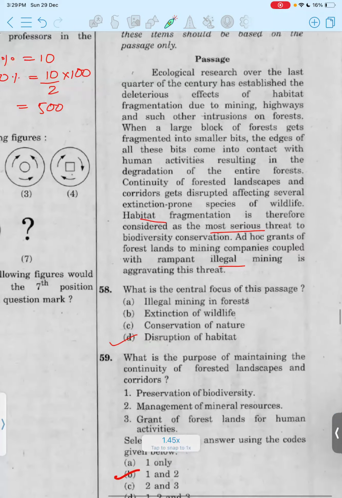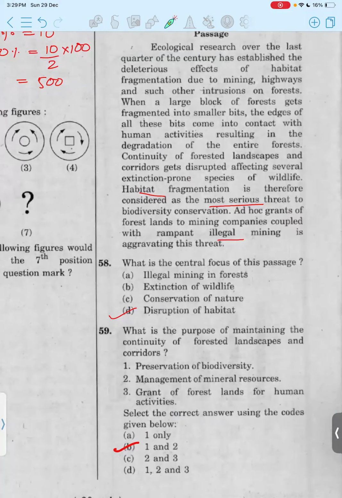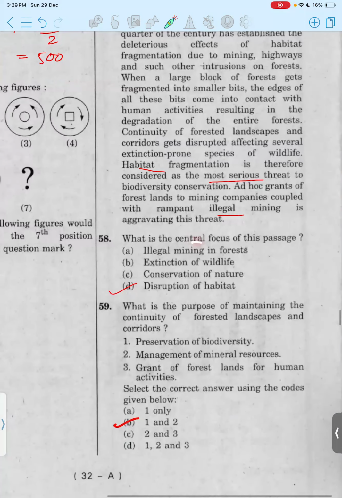Now we have again a passage on the basis of ecological research and conservation of biodiversity. In 58, what is the central focus of this passage? If you go through it in just one go, you will be able to easily identify it. It is talking about disruption of habitat and fragmentation related to that. So that is the central focus.